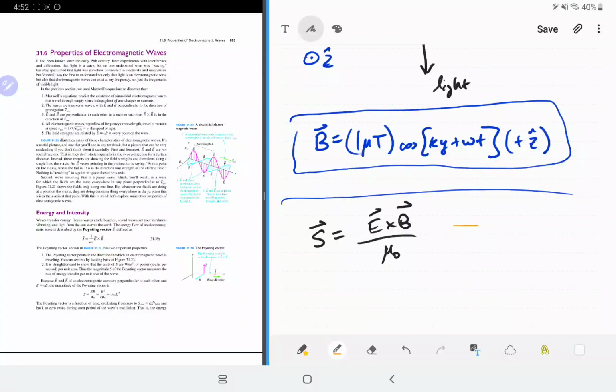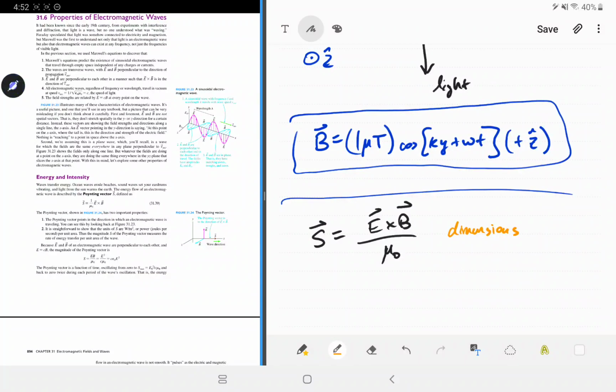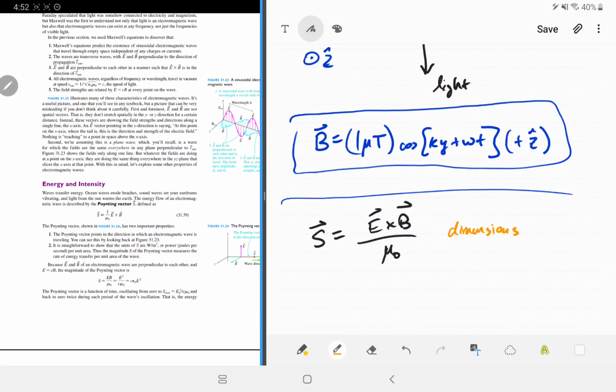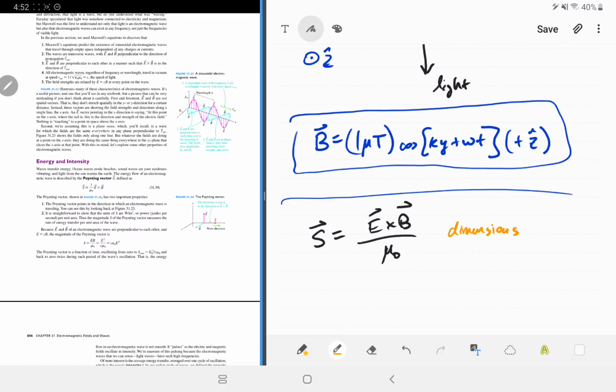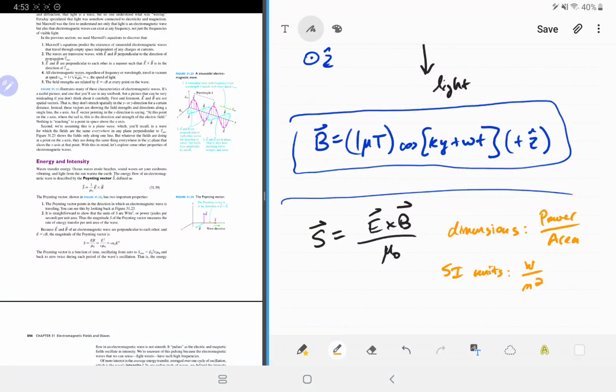Okay, so the dimensions here are, sorry, not quite power, but power per unit area. This is going to be intensity. So this is power per unit area, or in other words, intensity. So as long as you plug in volts per meter, Tesla, and 4 pi times 10 to the minus 7, whatever the SI units are for mu naught, overall the SI units here would be watts per square meter.